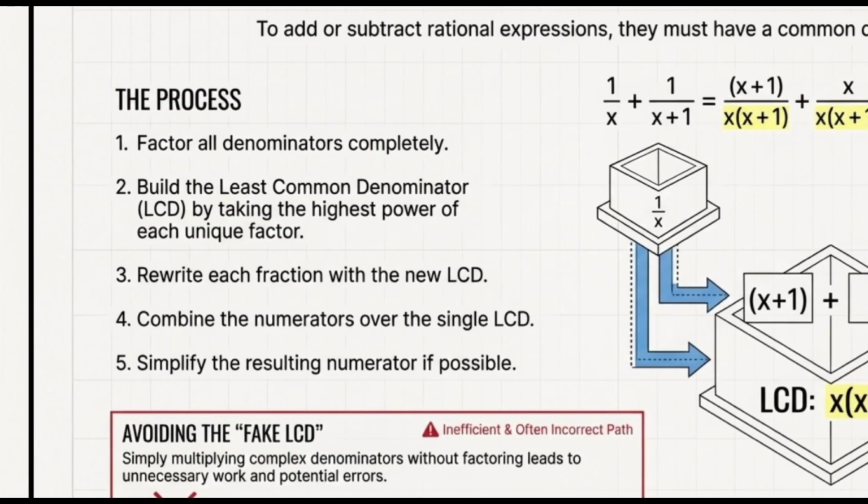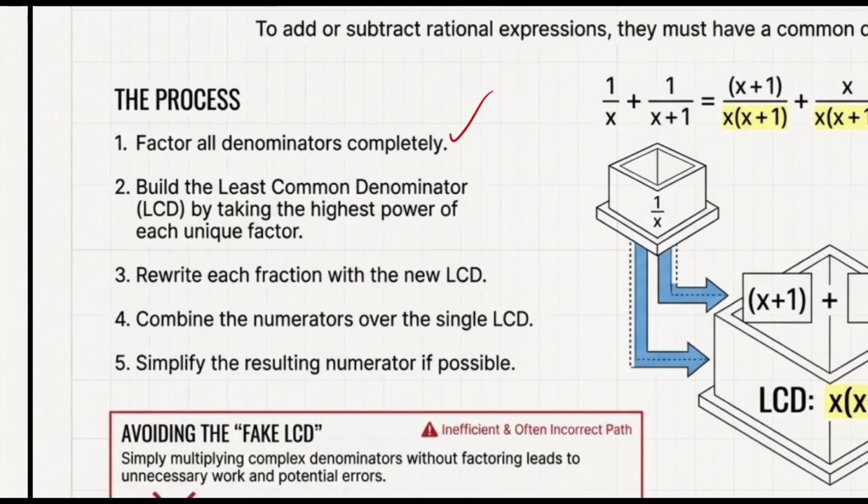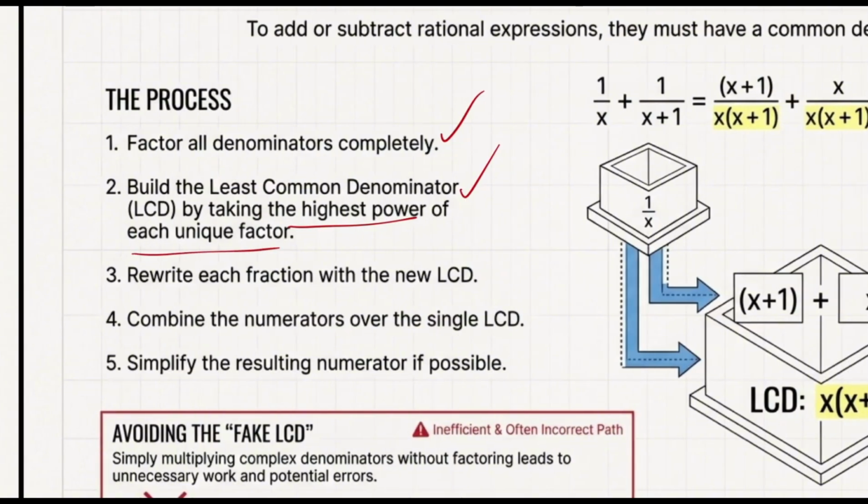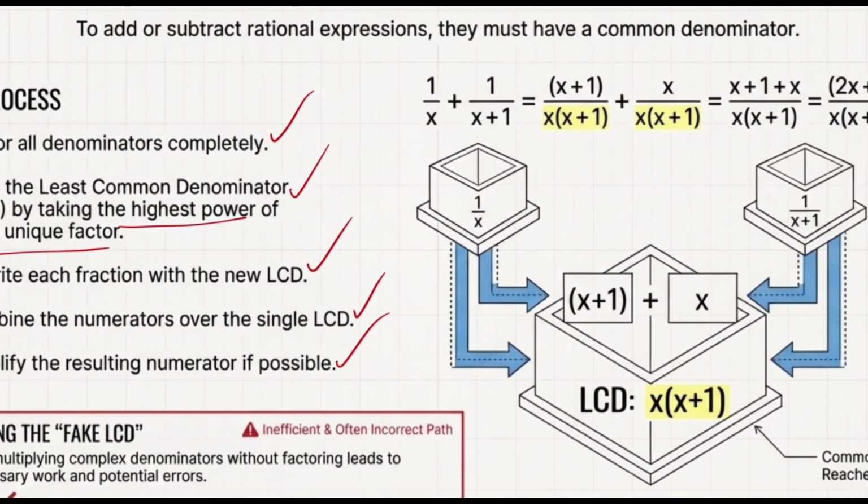So again, the steps: we have to factor all the denominators completely. Because this is related to the LCD, we do the first work with the denominators. After that, we build the least common denominator, or LCD, by taking the highest power of each unique factor. After that, we rewrite the fractions with the new LCD form, combine the numerators, and after that we do the simplification. So let's see this very simple example.